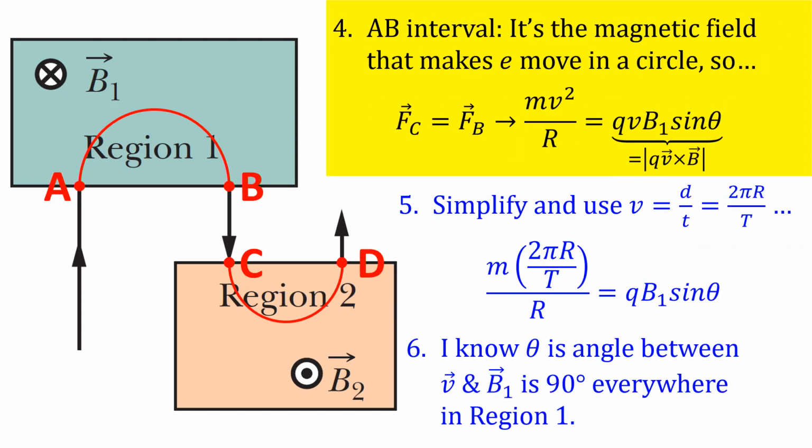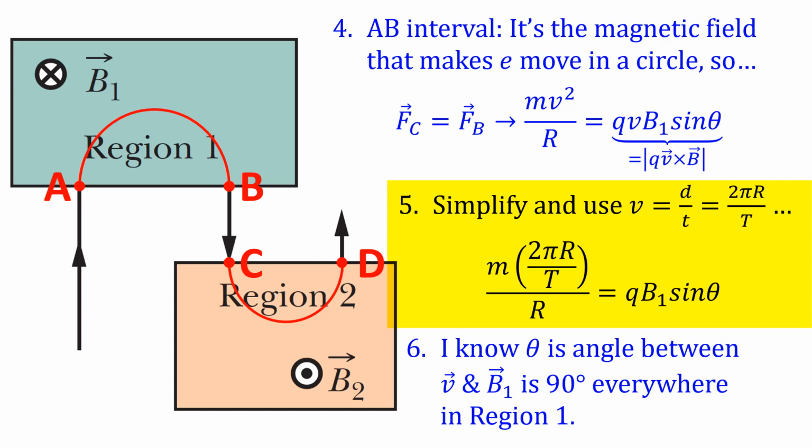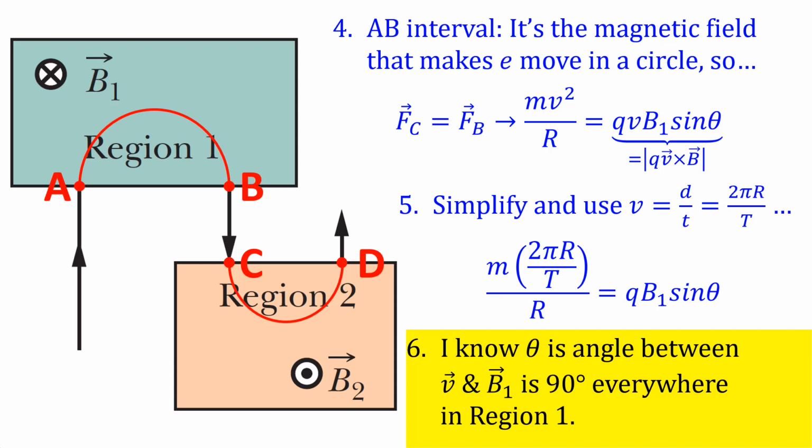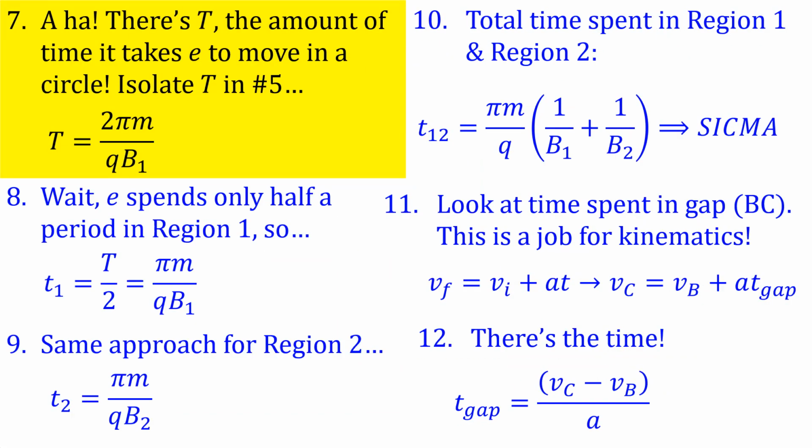Step 4, let's take a look at the interval from A to B. The electron is moving in a circle under the influence of the magnetic force, which in this case is a centripetal force, so that's how we get the expression you see here. In step 5, I'm rewriting step 4 and simply replacing velocity. Step 6, theta is the angle between the velocity and the magnetic field vectors, which is everywhere 90 degrees in region 1. Make sure you can see that yourself. Step 7, I isolate t. Step 8, I note that the electron is actually traveling in a semicircle, which means it's taking half the period.